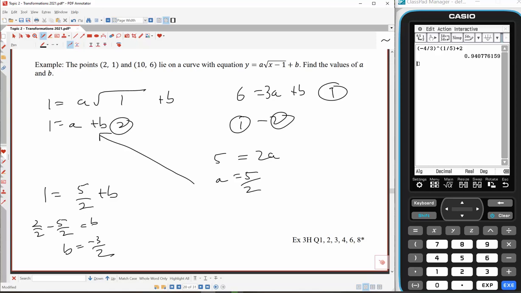Alright, so they were the last few questions in the transformations section. There'll be a couple of worksheets on transformations as well, so make sure you complete those because they will really test you out.